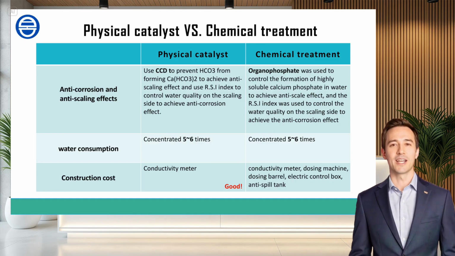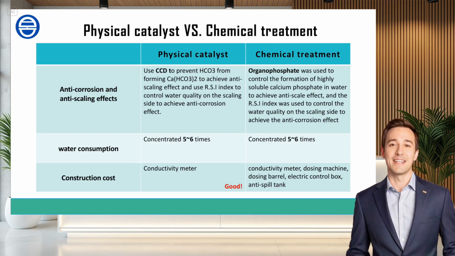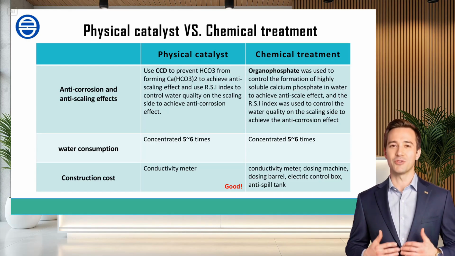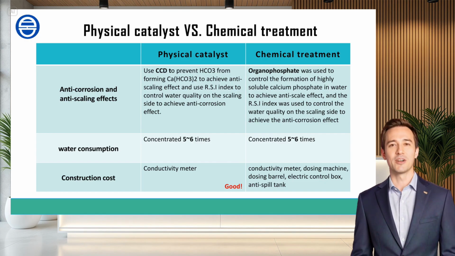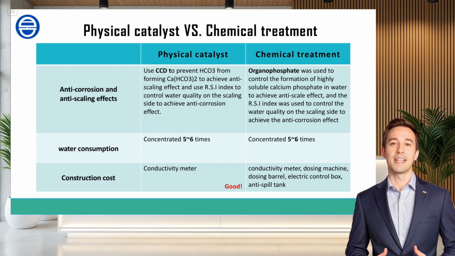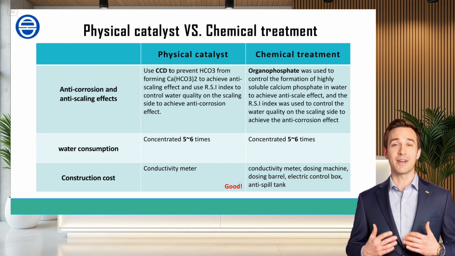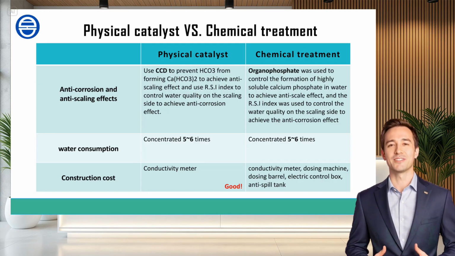Under similar operating conditions, for example, with the cycles of concentration maintained at 5 to 6, chemical treatment requires more supporting equipment. Besides a conductivity controller, you'll also need things like a chemical dosing pump, chemical tanks, an electrical control panel, and a spill tray for safety. On top of that, someone has to regularly refill and maintain the chemical system.